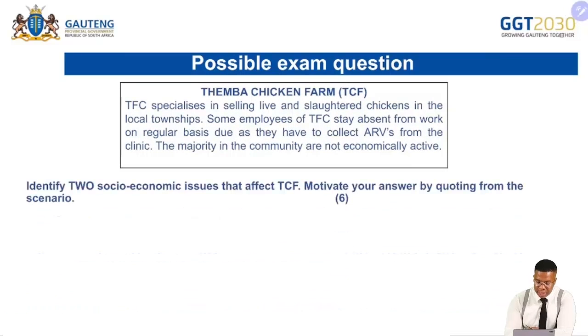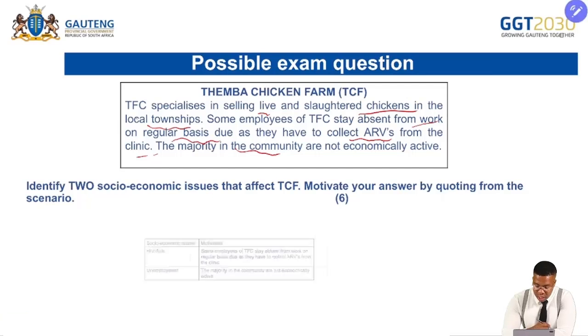Then we have Temba Chicken Farm. Identify two socio-economic issues there that affect Temba Chicken Farm. So Temba Chicken Farm specializes in selling live and slaughtered chickens in the local township, and some of the employees of Temba Chicken Farm stay absent from work on a regular basis due to the fact that they have to collect ARVs from the clinic, and the majority of the community are not economically active.